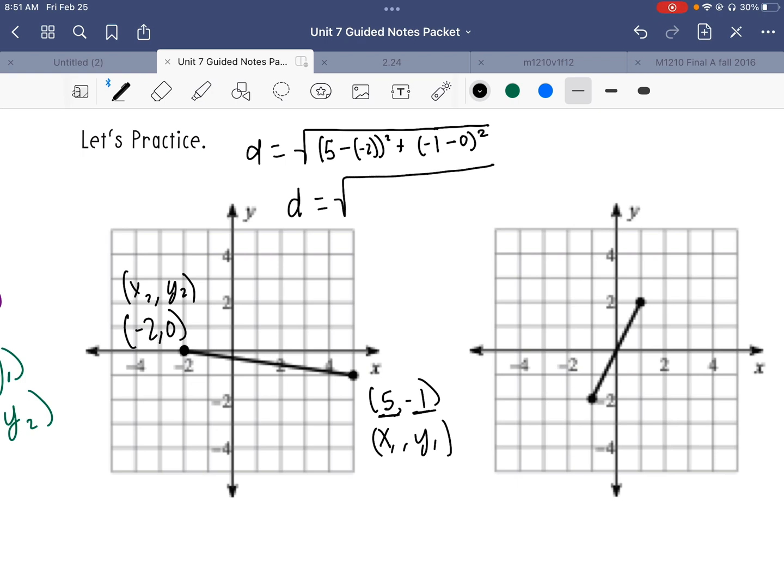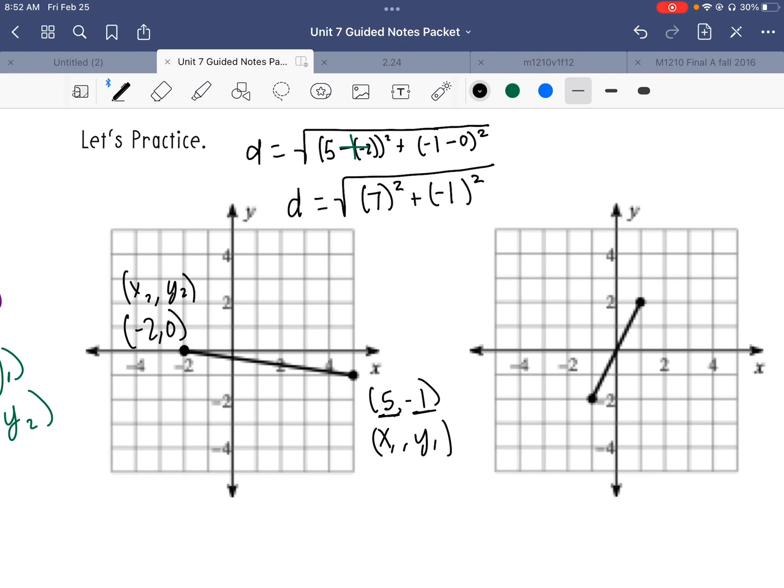So 5 minus a -2. Remember, when you do minus a negative, it turns into a plus. So this is actually 7 squared plus -1 minus 0 is just -1 squared. Okay, I think that step makes it easier to put in your calculator. It's obviously up to you. You could put it in there straight from the first one, and that would be fine.